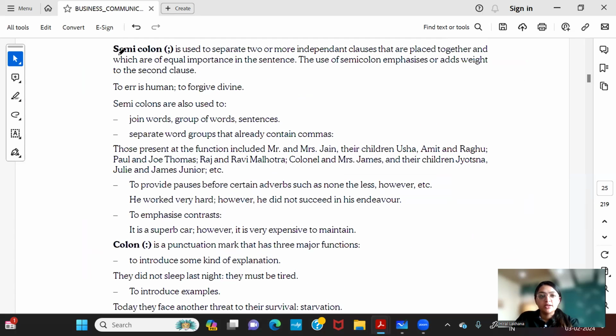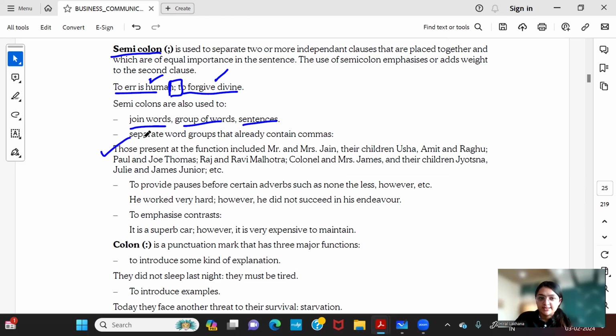Firstly, for the semicolon, like we were mentioning, it is used to separate two or more independent clauses. Here we have an example: to err is human; to forgive is divine. As important as the first part is to the sentence, 'to forgive is divine' also forms an equal part of the sentence, and that's why a semicolon is used here. Again, it is used to join words, groups of words or sentences.